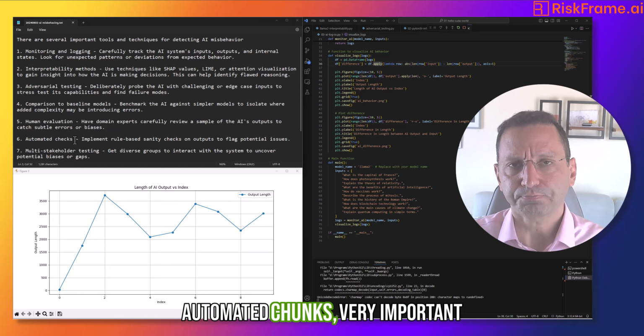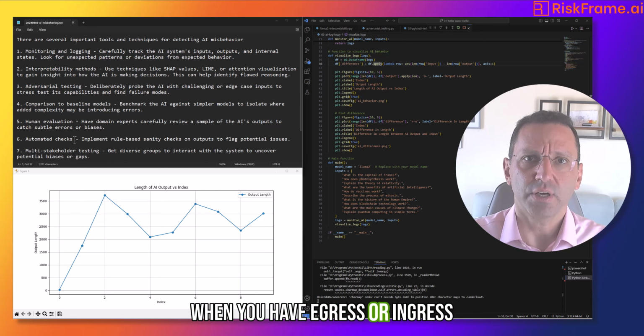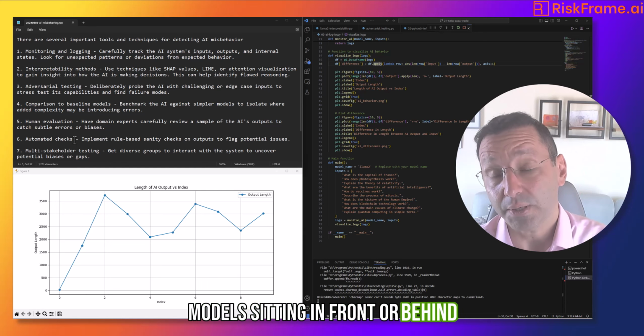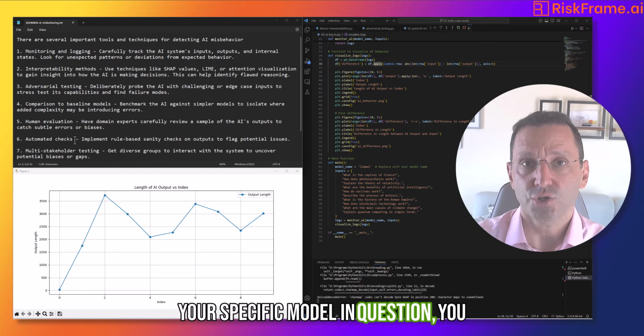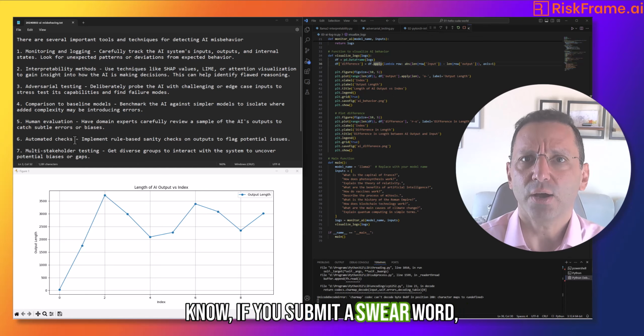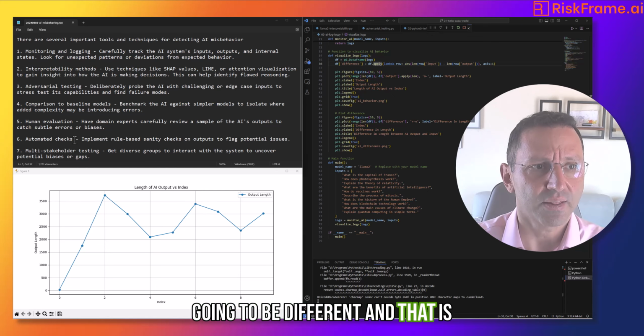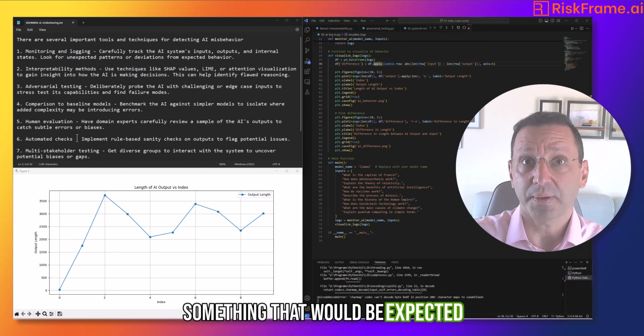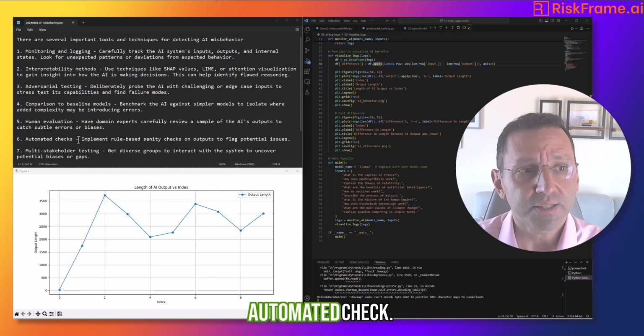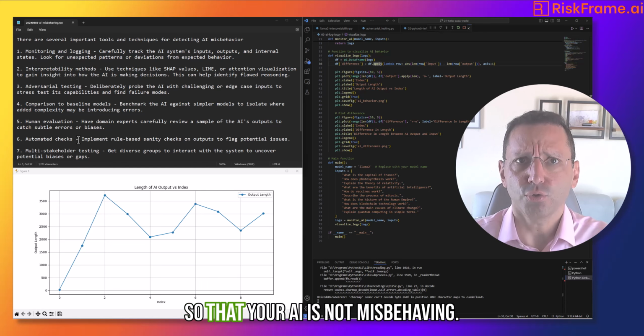Automated checks, very important when you have egress or ingress models sitting in front or behind your specific model in question. If you submit a swear word perhaps to a model, the response is going to be different, and that is something that would be expected to be caught in terms of an automated check so that your AI is not misbehaving.